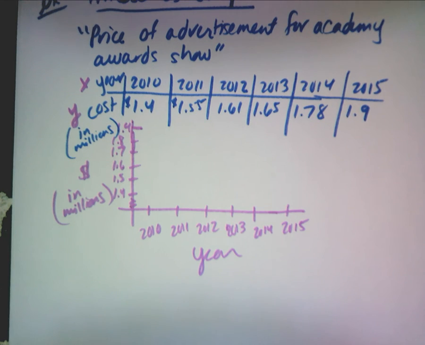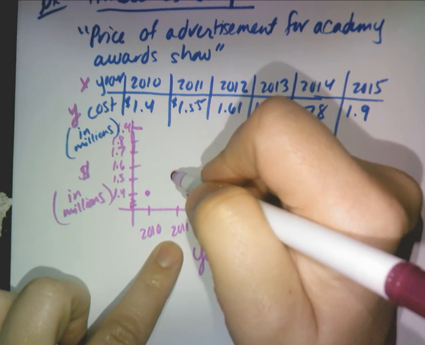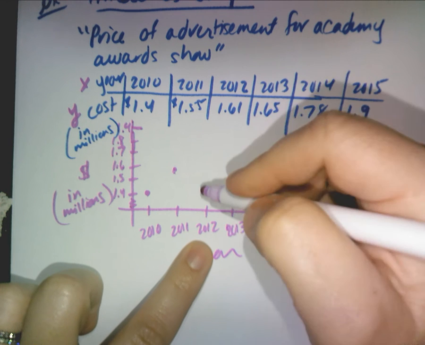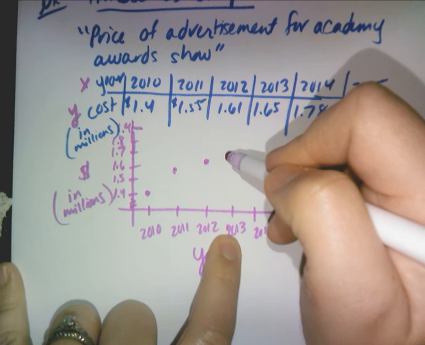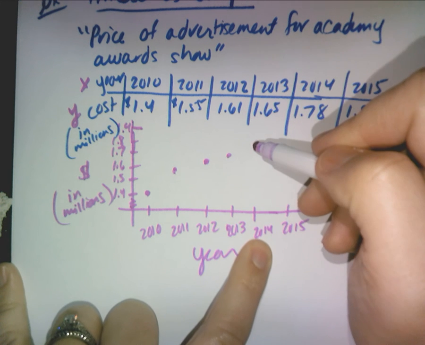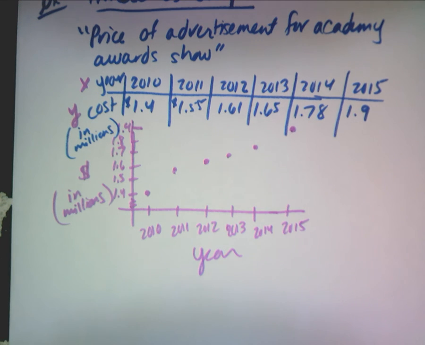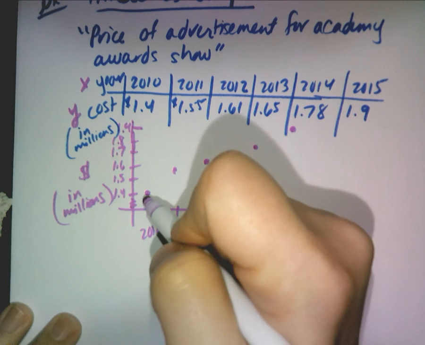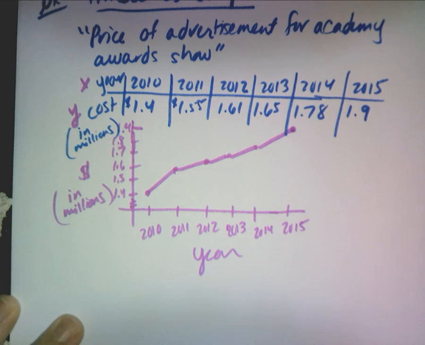And then from there, you plot dots. So 1.4, 1.55 is like here, 1.61, 1.65, slightly higher, 2014, 1.78. This is very similar to a scatter plot, which is what my good friend Jonathan said. And then you just connect them. And that would be a time series graph. And then we got one more to do.